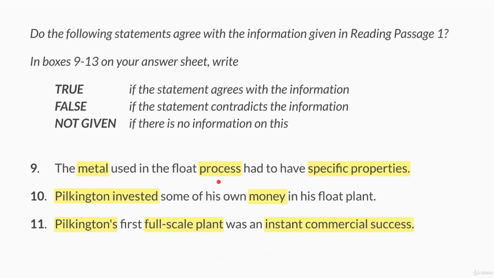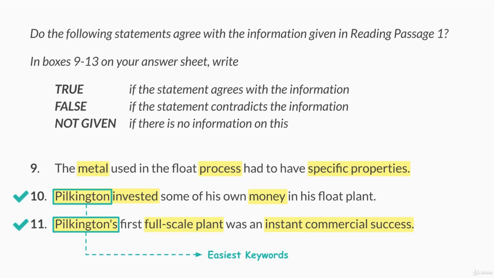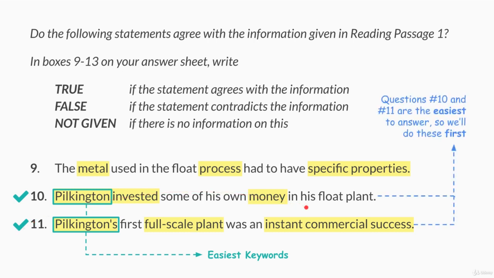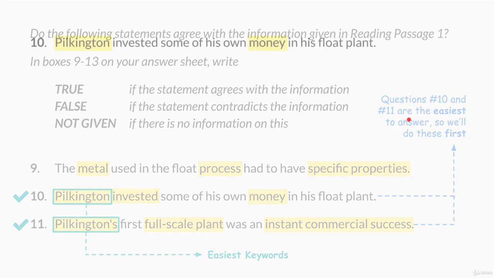And the next thing that we're going to do is identify the easy keywords. You already know by now that proper nouns are some of the easiest keywords. So for that reason, number 10 and number 11 are going to be the easiest ones to solve. So we're going to answer those ones first. Personally, I like to mark the easy questions with a little check mark. So we're going to go ahead and do questions number 10 and 11 first. Let's get right into it.